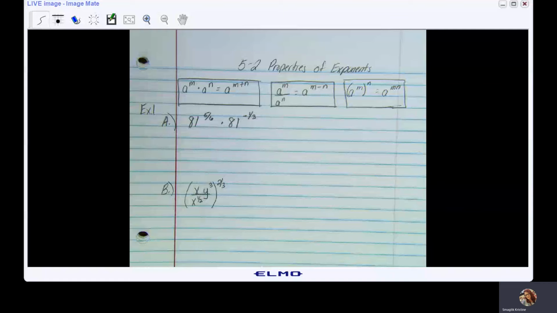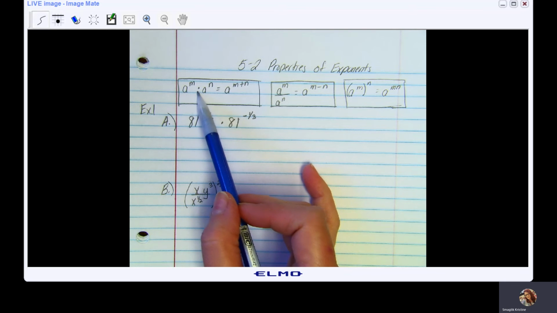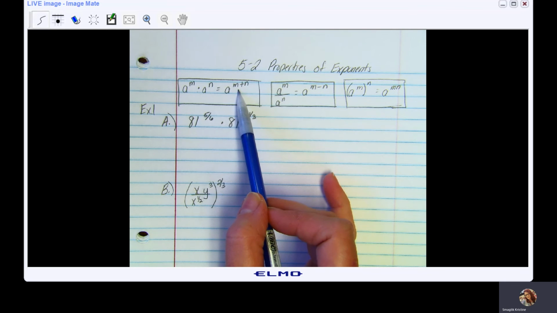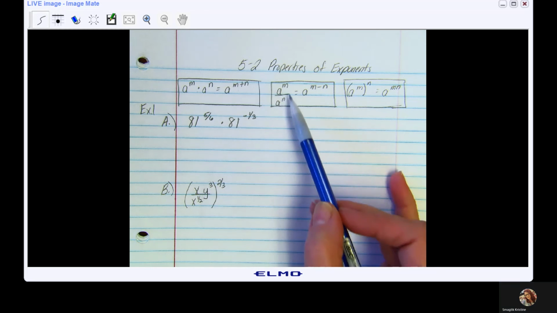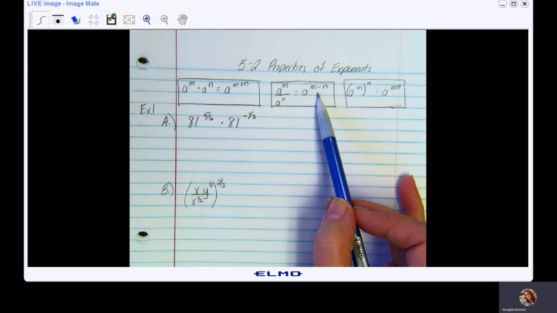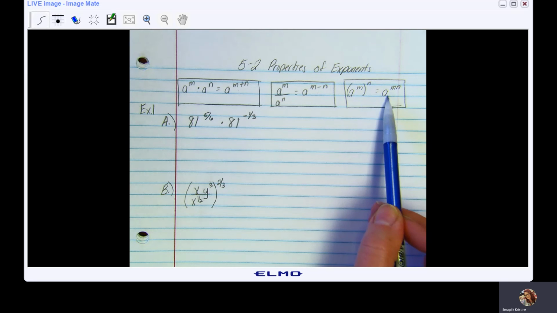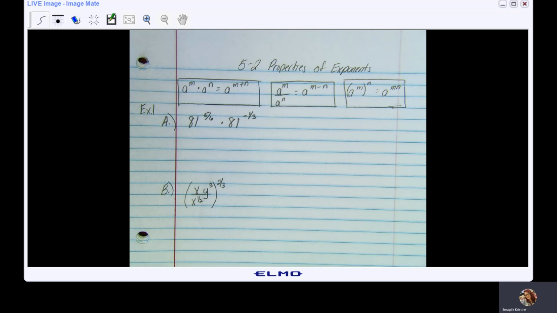In this video, we're going to take a look at topic 5.2, properties of exponents, example 1. Now, let's go back and remember our properties of exponents. If you have the same base and you're multiplying, you add the exponents. Same base and you're dividing, you would subtract the exponents. Now here, if you're raising a power to a power, you would multiply your exponents.